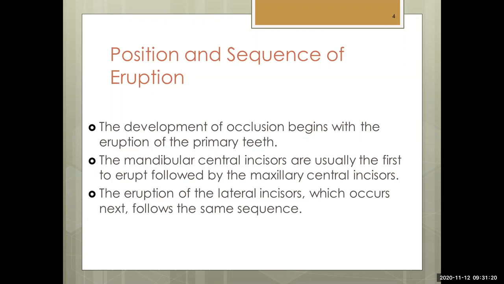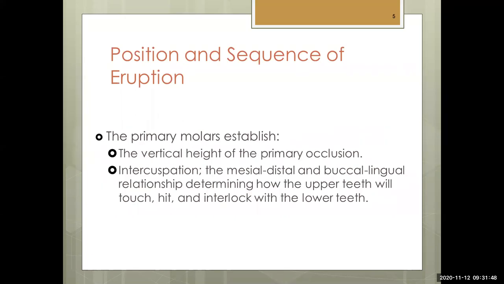So the mandibular central incisors are usually the first to erupt, as you know, because we've gone over the eruption pattern, followed by the maxillary central incisors, and then anything goes. If it was a perfect world, it would be the mandibular central incisors, the maxillary central incisors, then the mandibular laterals, and then the maxillary laterals. Doesn't always happen that way. After the central incisors are in, it can be a hot mess.